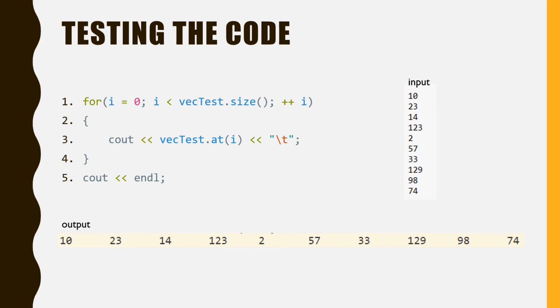Then, let's check if the data are properly stored. We simply use the data access operation at to print all elements stored in the array. We compare the output with the input and confirm they are identical.